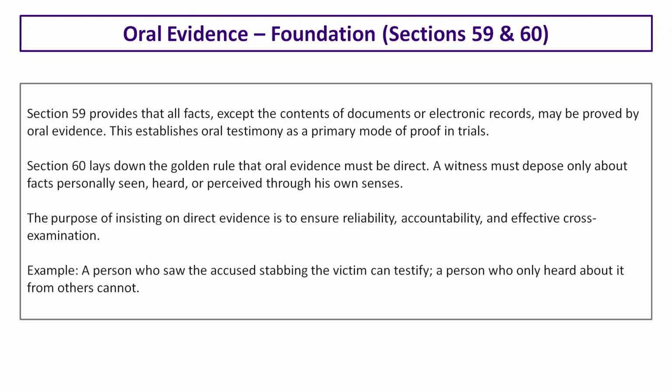When a witness personally experiences a fact, the court can test his truth through cross examination. The judge can observe his behavior, check consistency, and evaluate credibility. For example, if a witness saw the accused stabbing the victim, he can testify about that incident. But if he only heard from someone else that the accused committed the crime, he cannot testify about that as direct evidence. So the foundation of oral evidence is clear: oral evidence is allowed to prove most facts, but it must be direct and based on personal knowledge. Second-hand narration is not acceptable.